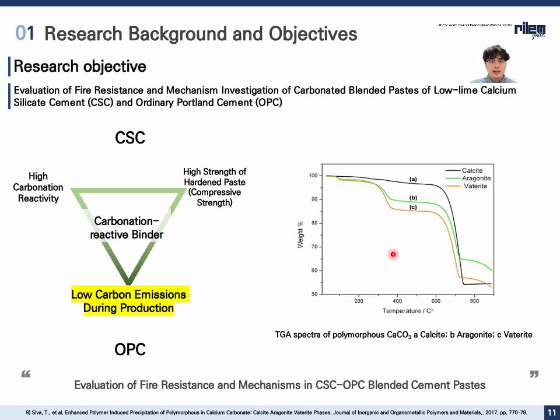As you can see in this TGA spectra, comparing the thermal stability of the three CaCO3 polymorphs, calcite, aragonite, and vaterite. Despite minor differences, all polymorphs retain over 80% of their mass up to approximately 800 degrees Celsius. This indicates strong potential for excellent fire resistance performance, underscoring the importance of further research into the use of these carbonatable materials for fire resistant construction applications. So we should evaluate the fire resistance mechanism of CSC-OPC blended cement paste.